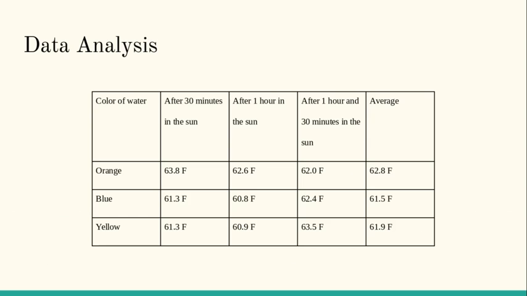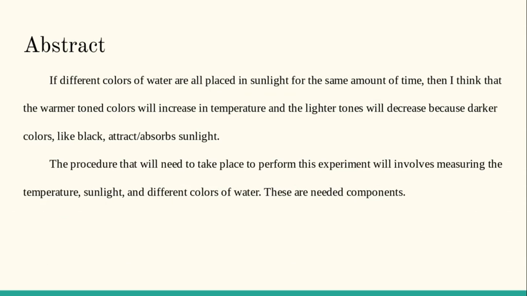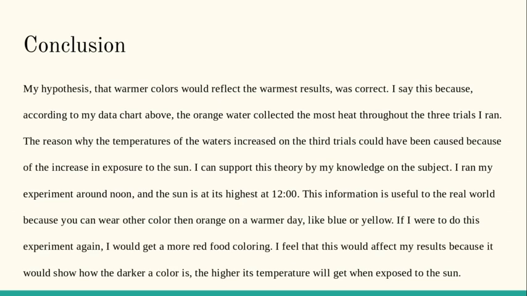This is my conclusion and organization of my science fair project. My abstract: if different colors of water are placed in sunlight for the same amount of time, then I think that the warmer tone colors would increase in temperature and the lighter tones will decrease because darker colors like black attract/absorb sunlight. And then the procedure that will need to take place to perform this experiment will involve measuring the temperature, sunlight, and different colors of water. These are needed components.